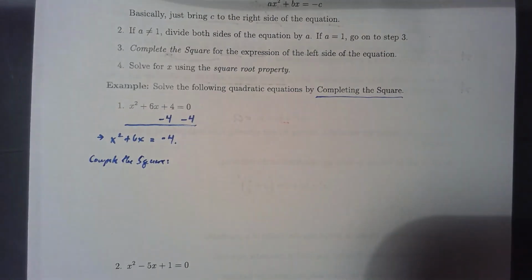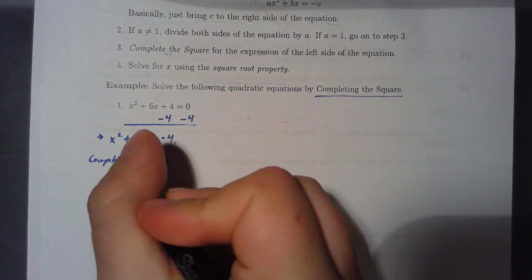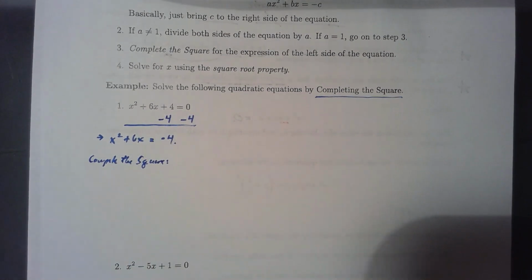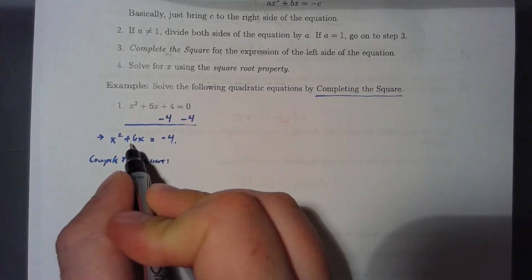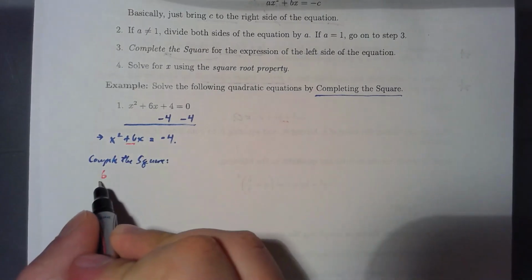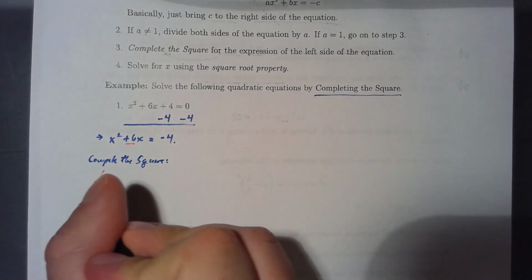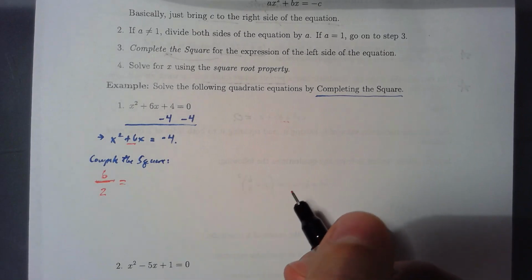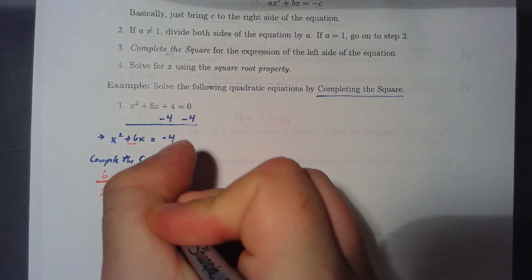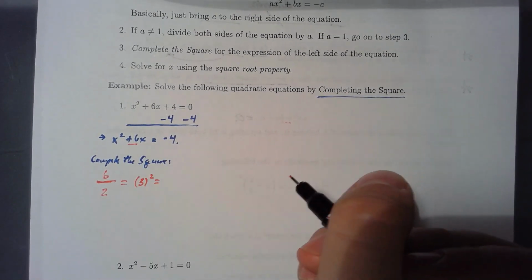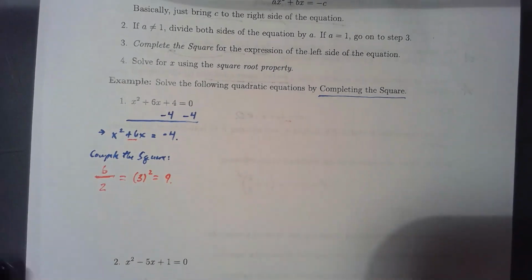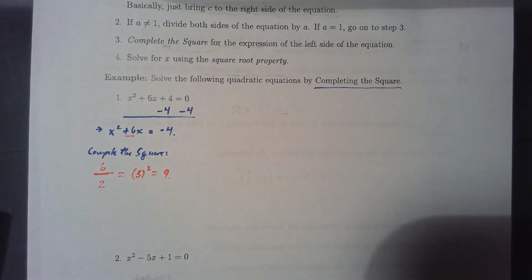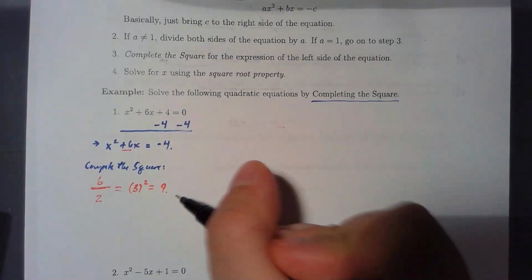All right, let's do that. What's the b coefficient? It's right here in front of the x. It's positive 6. What do I do with it? Divide it by 2. What's 6 over 2? 3. Then you square it. What's 3 squared? 9. That's it. That's how you complete the square. Now, what do I do with this value 9?